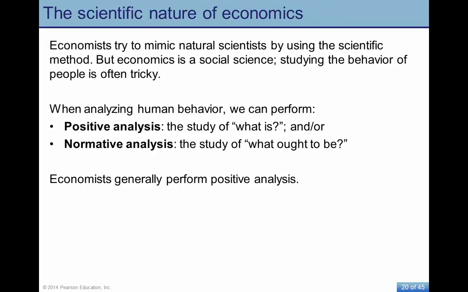The scientific nature of economics. Economists try to mimic natural scientists by using the scientific method, but economics is a social science. Studying the behavior of people is often tricky. When analyzing human behavior, we can perform two types of analysis: positive analysis and normative analysis.